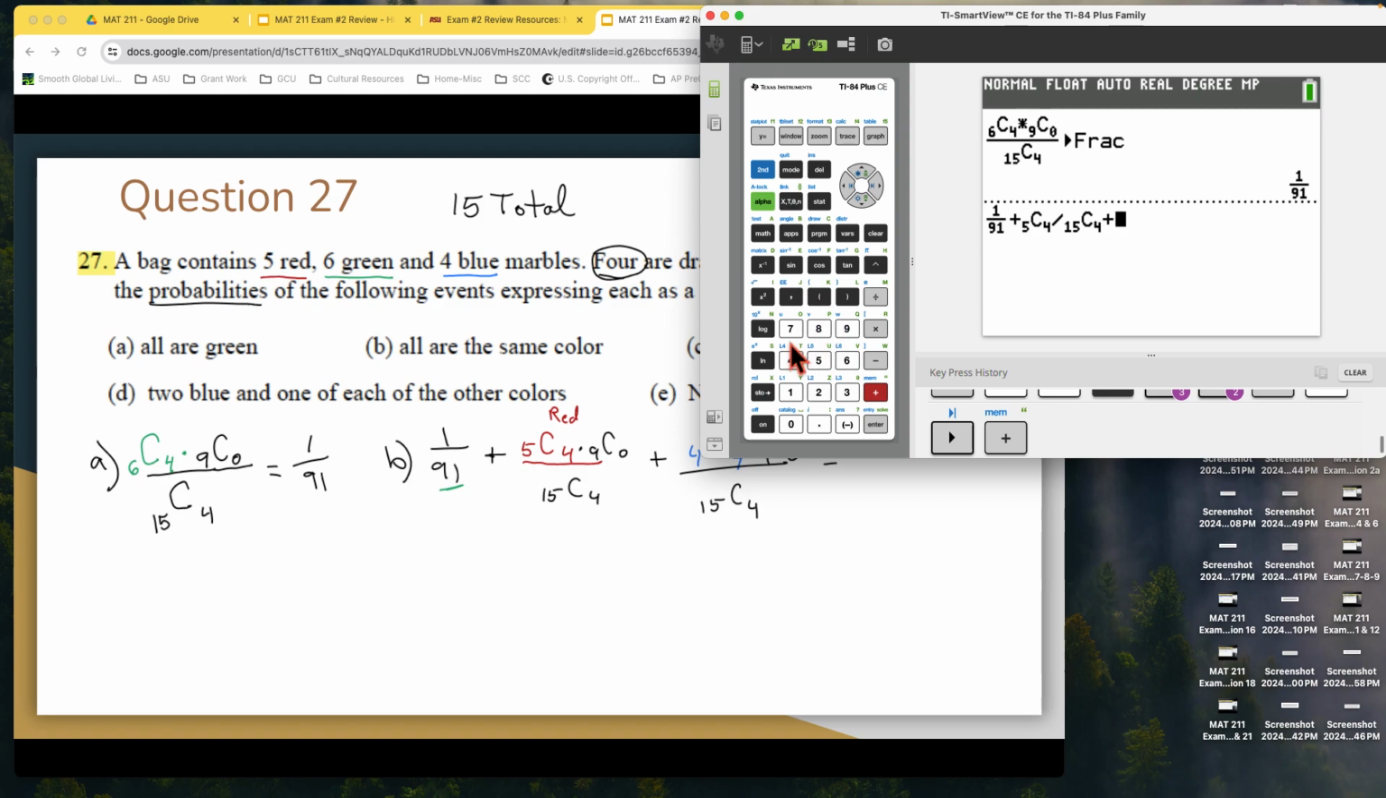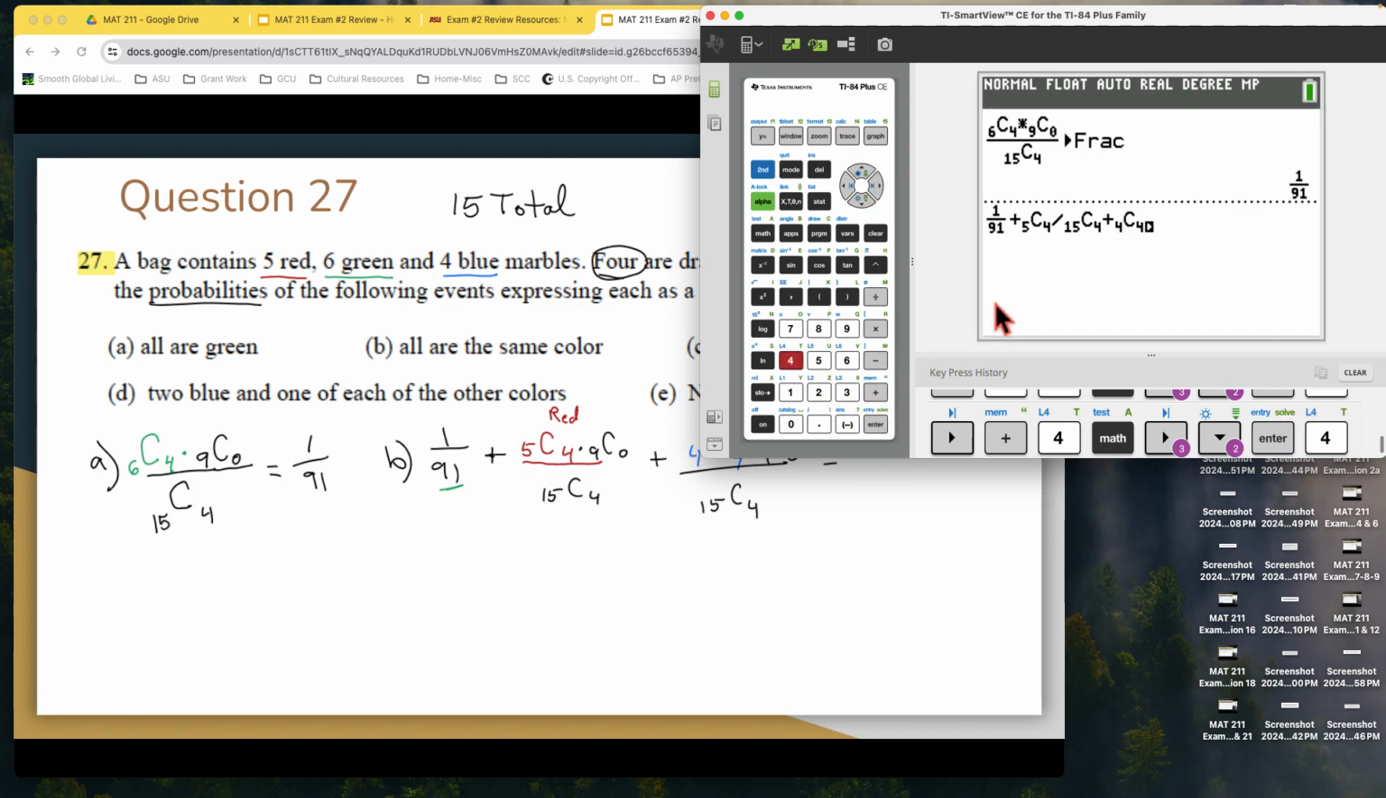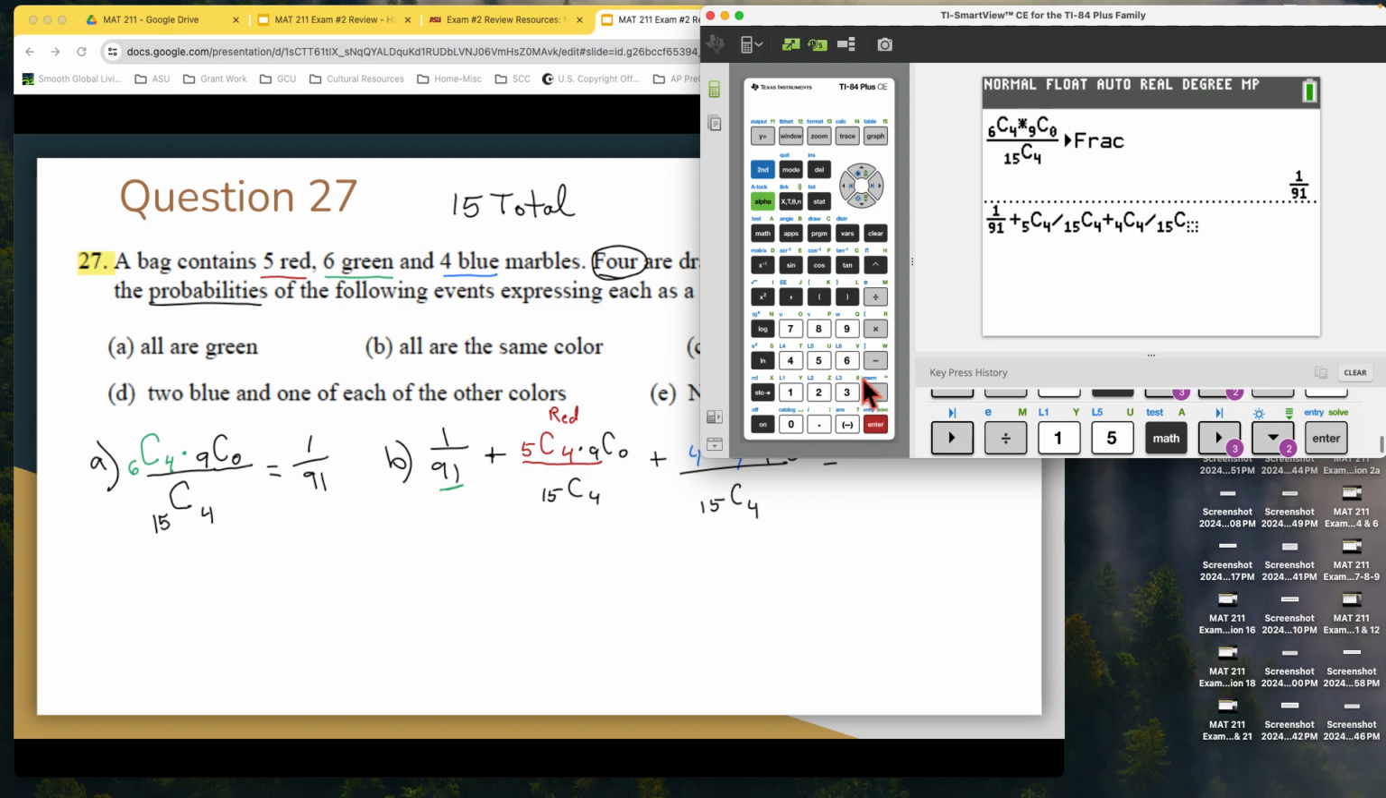Got that one, get up here, plus, now let's do the blue guys. That was 4 choose 4. So 4 choose 4, and again you could arrow up and do the 9 choose 0, but we're not going to. 15 out of the total 15, we're choosing 4. That's all the things that could happen.